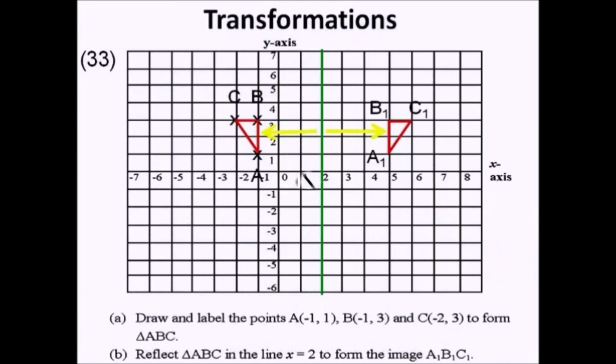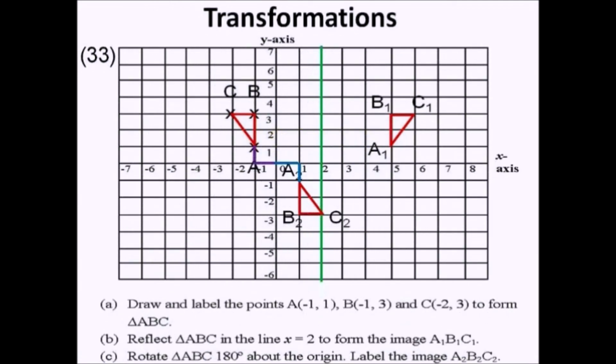We move on to 33, transformations. You have to draw and label the points (-1, 1), (-3, -1), (3, -2) as triangle ABC. I did that, and then you would reflect it in the line x equals 2. The green line is x equals 2. You put it on the other side and flip it. That's what I did, and you get A1, B1, C1. Remember, match up A1, B1, C1 to your letters A, B, C. No magic about it. Just look at where the letters are.